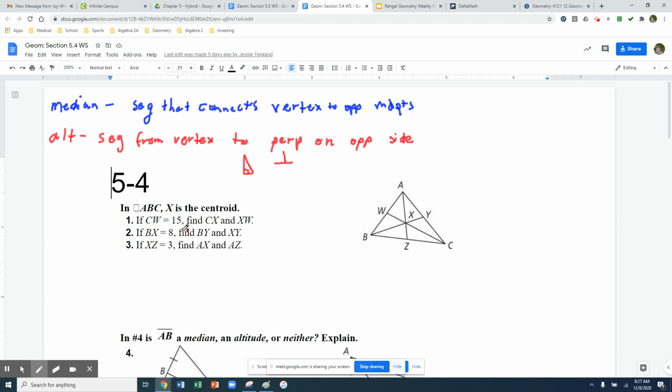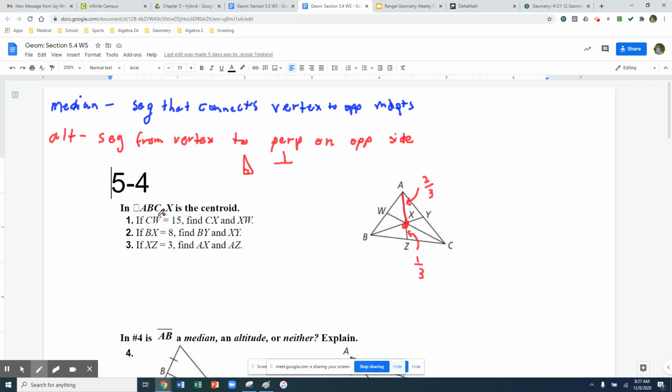Now the median does something special when you find its center, and the center is called the centroid. So here my centroid is X. What the centroid does is split each of those medians into a 2/3, 1/3 share. The 2/3 is going to be on the vertex to the centroid, so that represents 2/3 of the length of the segment. And then the 1/3 is going to be from the centroid to the side, so that represents a 1/3.